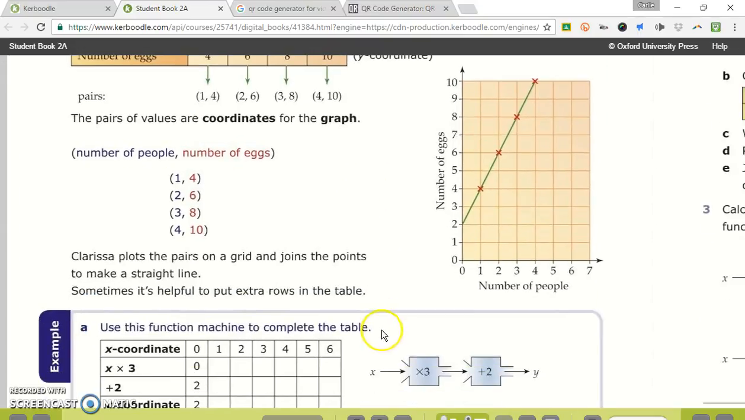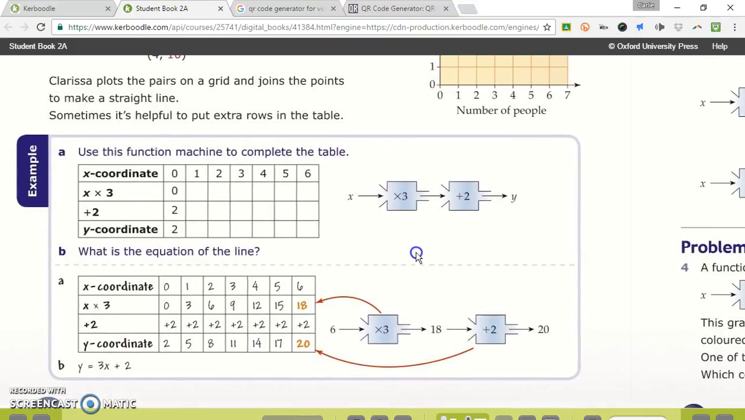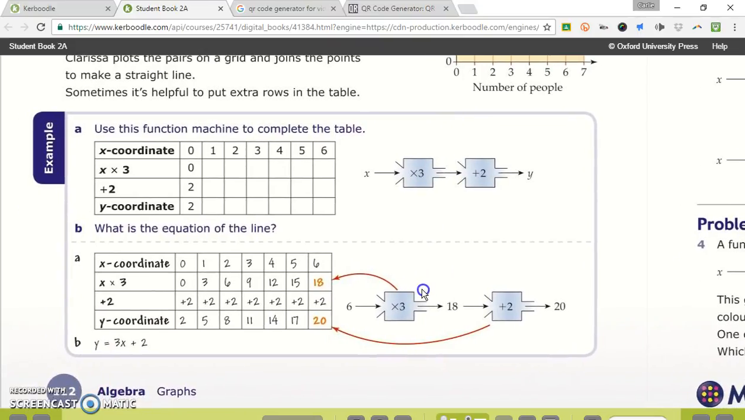So if we look here, what they've done is they've used what's called a function machine. So let's take a look at this. I want to explain to you what those function machines look like. Basically, what happens is you put in your x value, you do your first operation, and then whatever that value is goes into the second function machine and it gives you your y value.